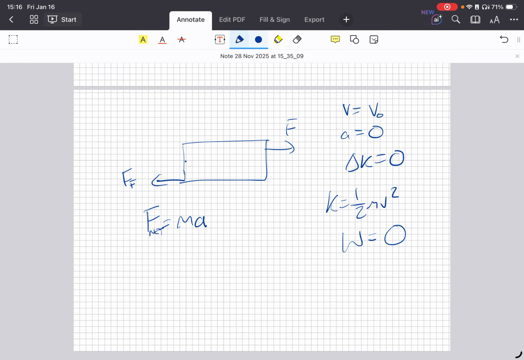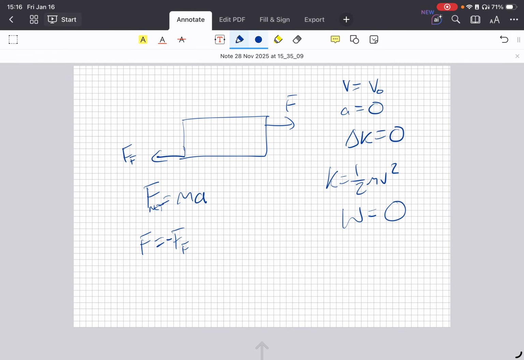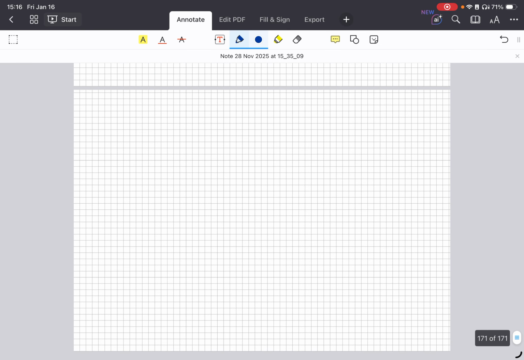If the acceleration is 0, that must mean that we've got a 0 net force. And so in this example, F, the force that I'm applying to move the box, must be equal and opposite to the frictional force. So these two things cancel each other out, and we end up with 0 net force, 0 acceleration, and therefore the work done is 0. So that's the first little example, just to cover the nuances of the work energy theorem.